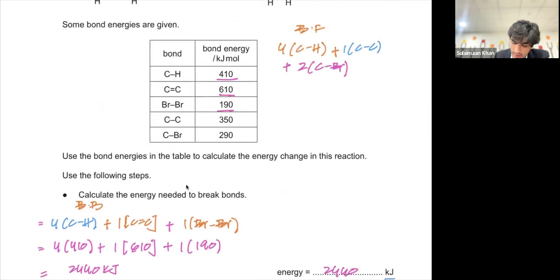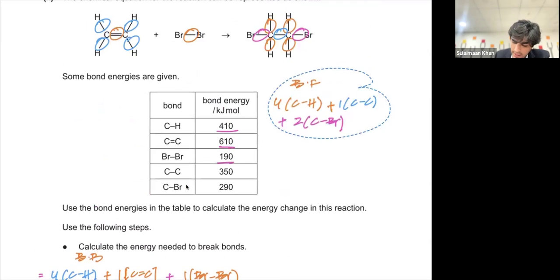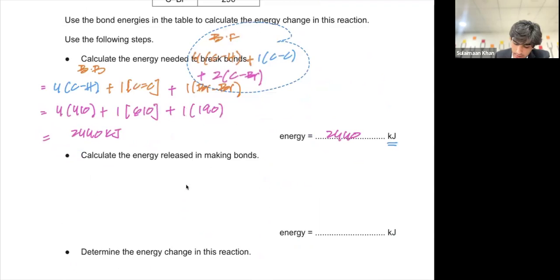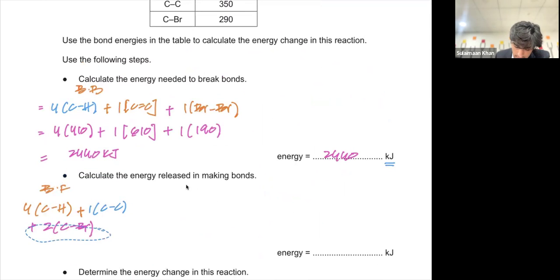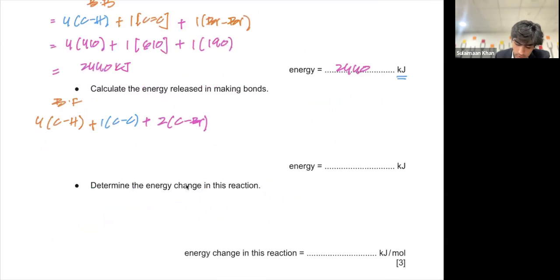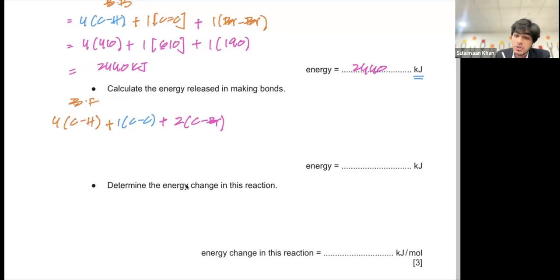Okay, calculate the energy released when these bonds form. Do I need to add a positive or negative sign to it? No, I don't, because energy is a scalar quantity. When we talk about enthalpy change, we only represent it with a positive or negative sign, just to tell the examiner whether overall energy is taken in or given out.